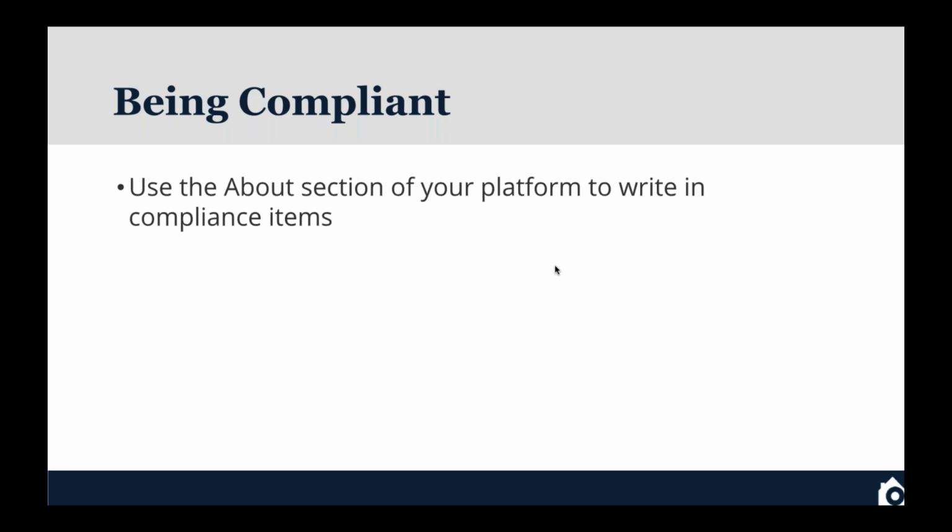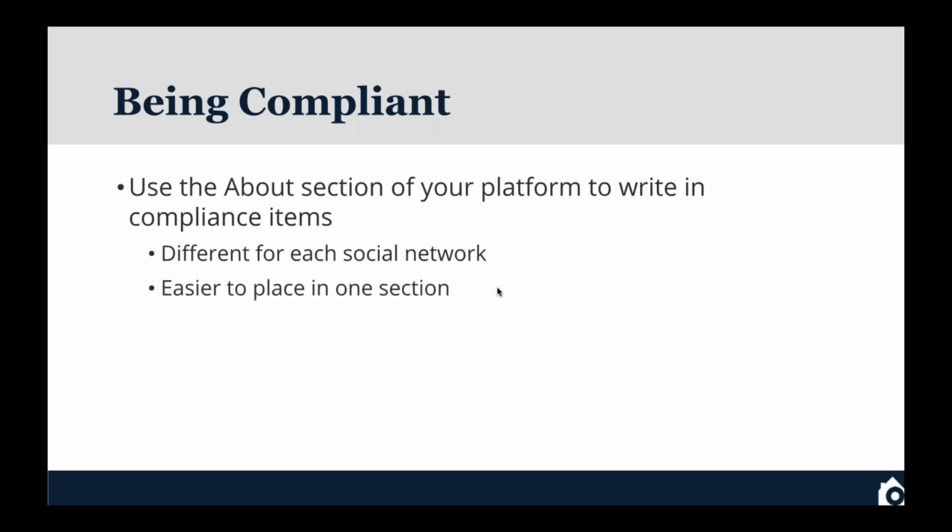So the about section of your platform is also where you can write in some of your compliance items. And as I mentioned, it's different for each social network. Each social platform is obviously designed differently and used for different things. So the about section of those platforms is going to be different as well. Facebook's about section, or wherever you can type in that information, is going to be placed somewhere different. Same thing with Twitter, LinkedIn, Instagram as well. It's easier to place it in one section.